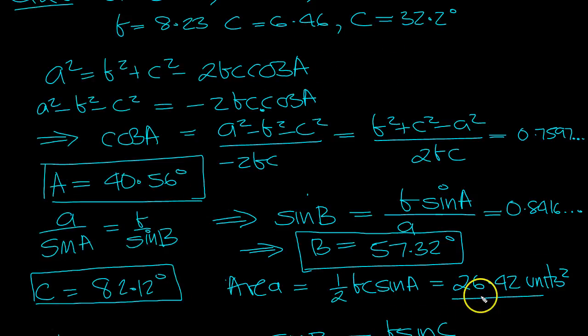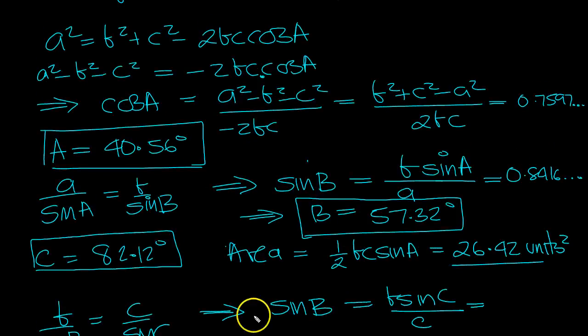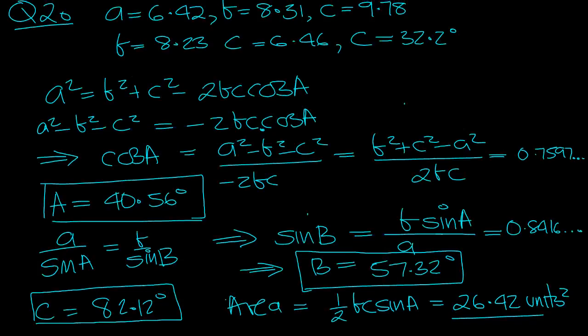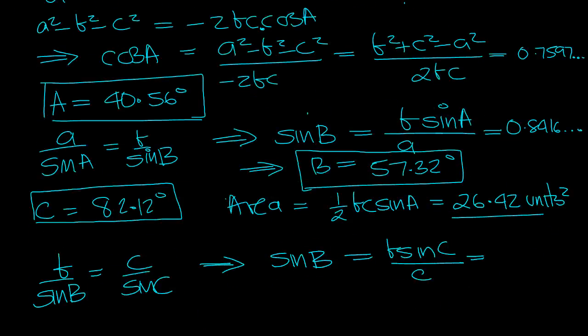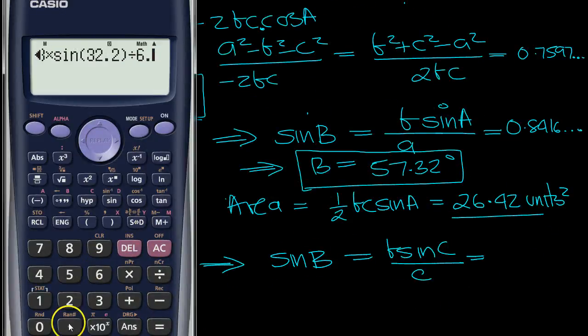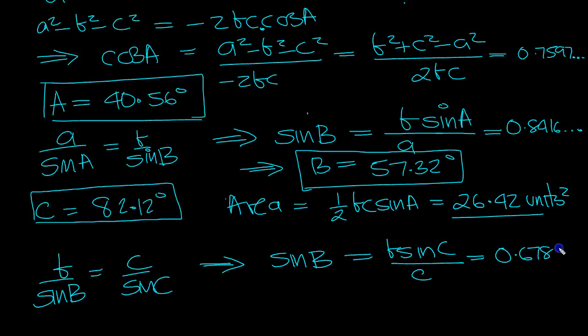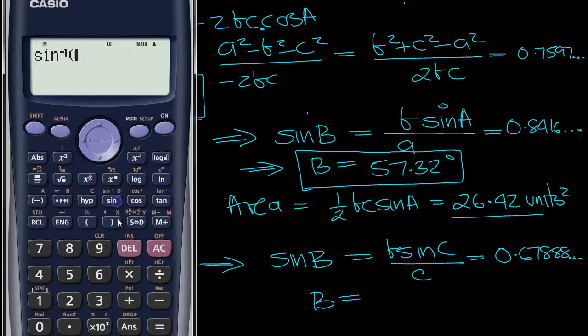Yeah, B sine C over lowercase c, divided by lowercase c, and let's just have a look at what lowercase c is. 6.46 equals 0.67888. Keep that in the calculator and do a shift sine on it and we'll get B. So shift sine of the answer, 42.76.